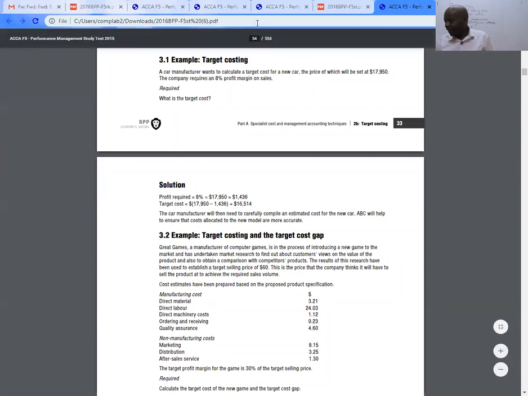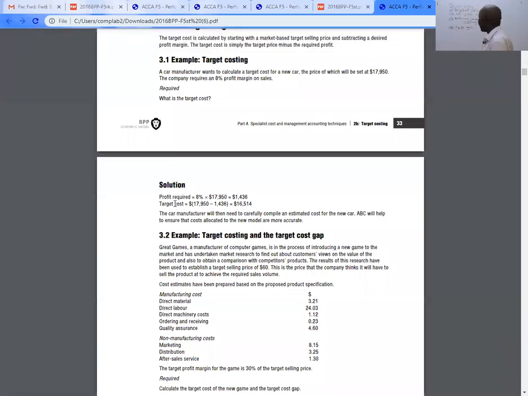Now, the first thing that I will do is to identify my projected targeted selling price. The targeted selling price here, they have told us, is 60. From there, the second thing is to look for the desired profit margin. The desired profit margin is 30%. So 30% of what here? Of 60. 30% of the selling price, 30% of 60, this gives us 18.